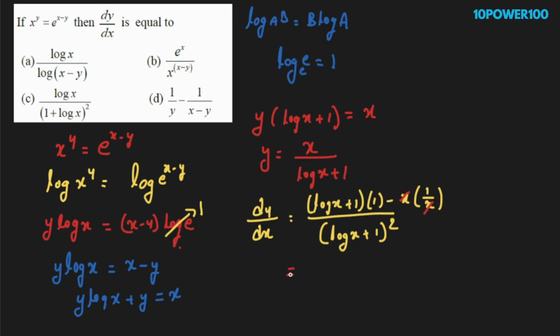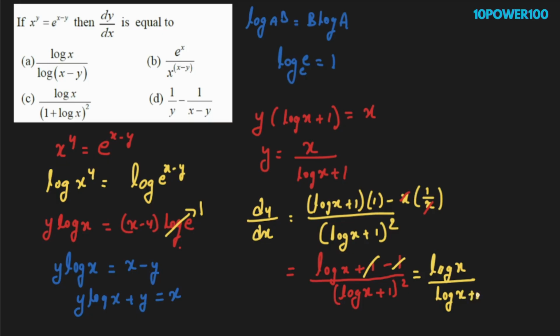The final element which is left in the numerator is log x plus 1 minus 1, the whole divided by log x plus 1 the whole square. Here we can cancel plus 1 and minus 1. The final element that is left is log x by log x plus 1 the whole square. That is option C, the correct answer.